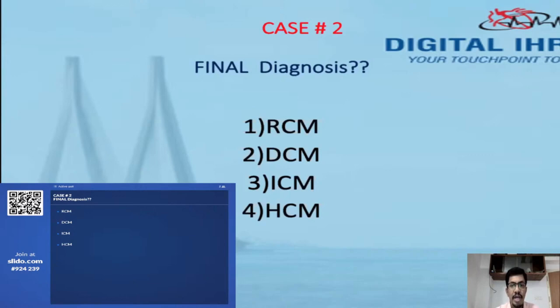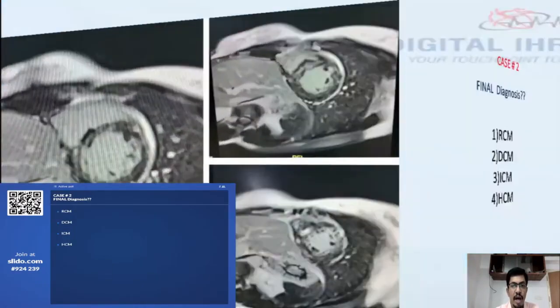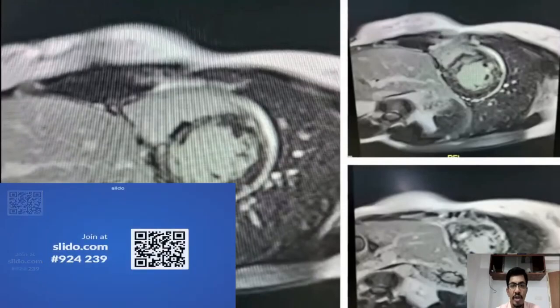So if you have the answer. People are divided between RCM and HCM. Okay, so yes, you have a ventricle which is hypertrophied, you're right. In fact, the RCM should have been amyloid, but forgive me for that.